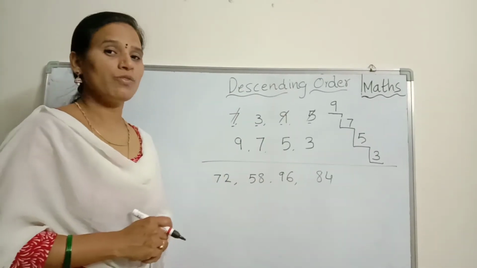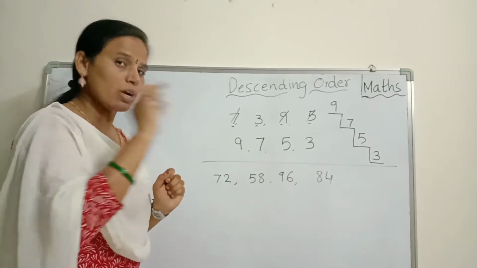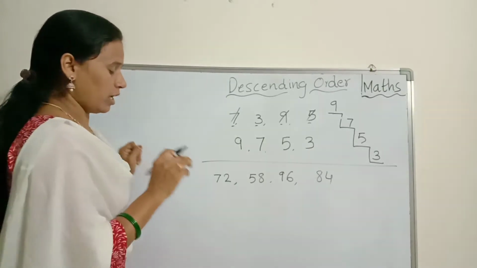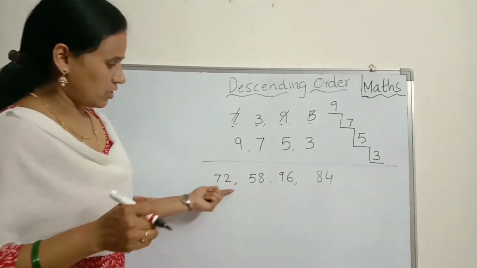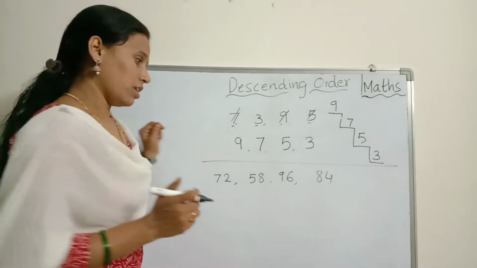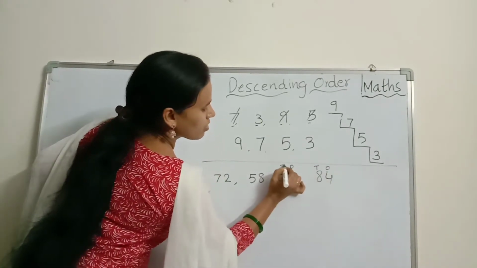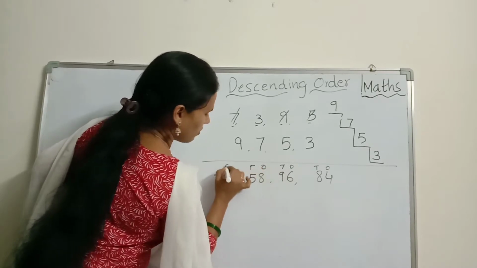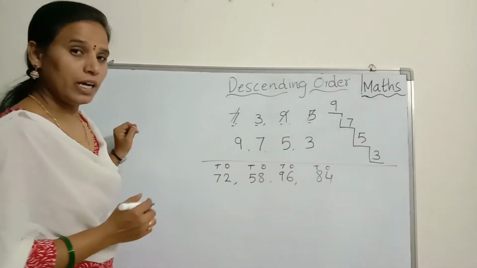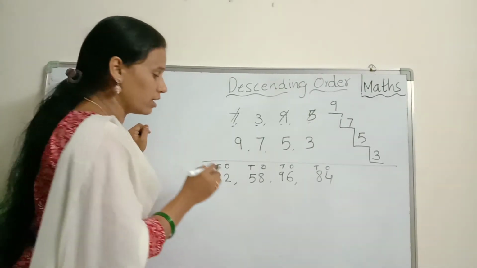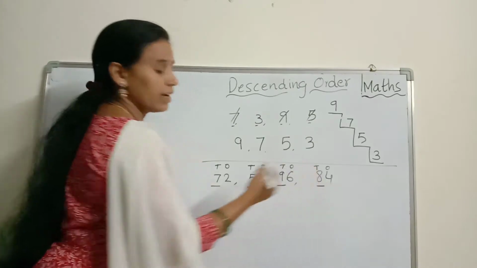Descending order means when we arrange numbers from big number to small number, right? Now tell me children, which is a big number here? First of all, you can mention place values. Why? Because first of all, we compare tens place numbers only. Tens place numbers means 7, 5, 9, 8.